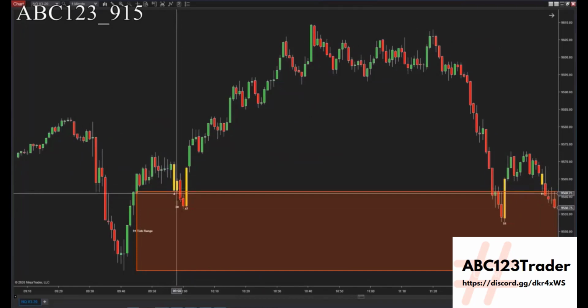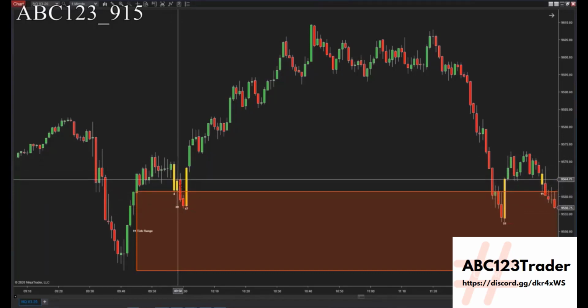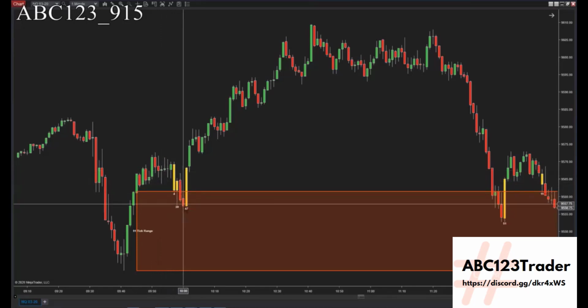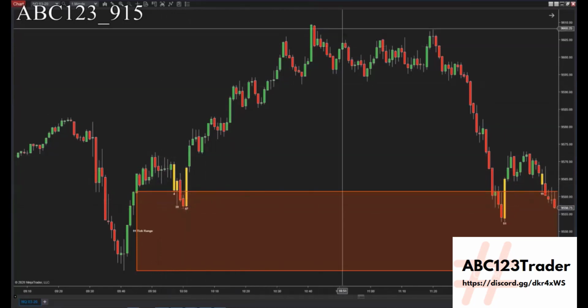It wouldn't be the first, let me see here. No, it wouldn't be the first one because this was a down candle. It would have been the second one going up. You place your limit order here, see how it pops back in, and off to the races.